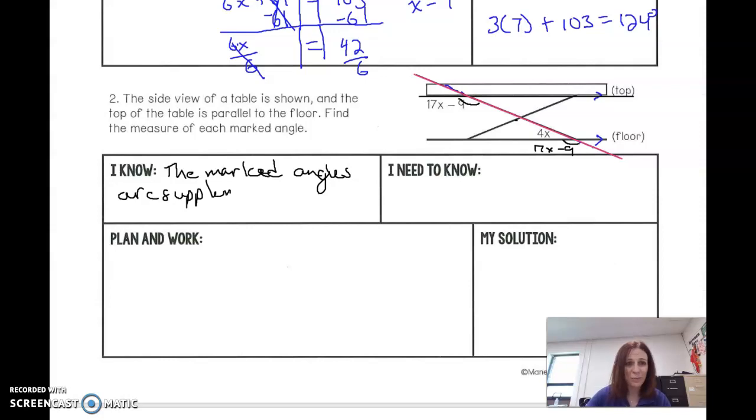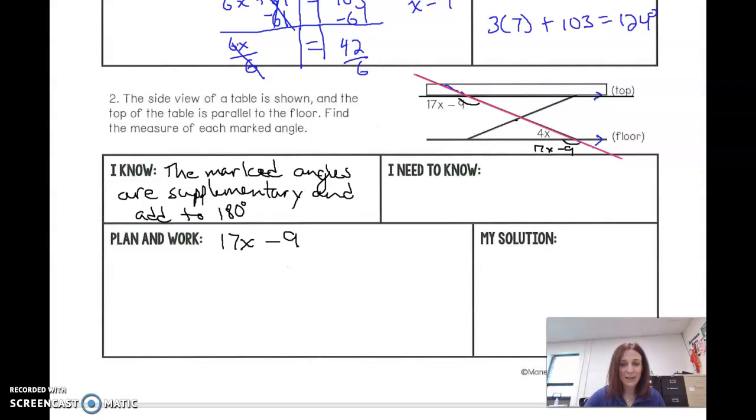Oh, wow, that was really poor writing. I'm sorry. And add to 180. Okay, so this is the reason why: by process of elimination, if they're not congruent, they're supplementary. So let's set them equal to 180. So I'm going to say 17x minus 9 plus 4x equals 180. I'm going to simplify and solve. If I have 17x's and 4x's, that's 21x's. Minus 9 equals 180. Solving for x, I'm going to get rid of the minus 9 by adding 9.